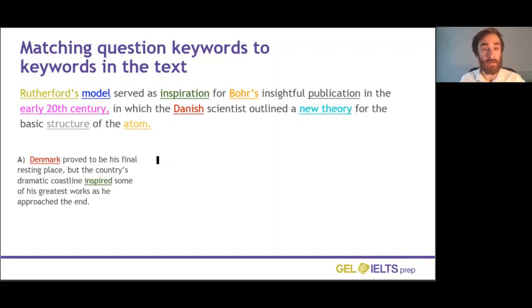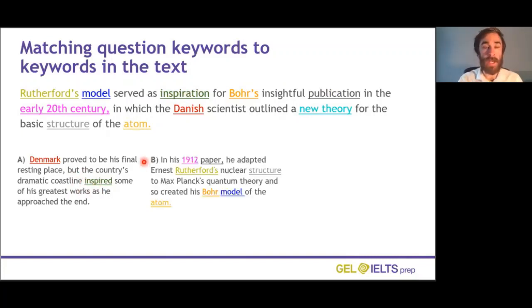In sentence A, Denmark proved to be his final resting place, but the country's dramatic coastline inspired some of his greatest works as he approached the end. So Denmark and Danish should ring some alarm bells in our heads. There's a connection there. Inspired is a different word form of inspiration. So often you may not get a synonym, but you might get a rephrasing using a different word form. Here we have a noun and here we have a verb form.